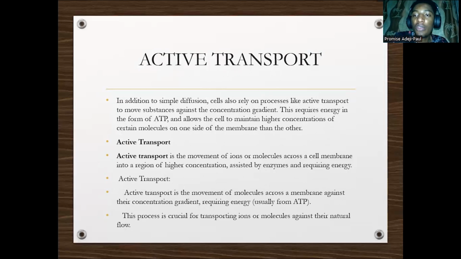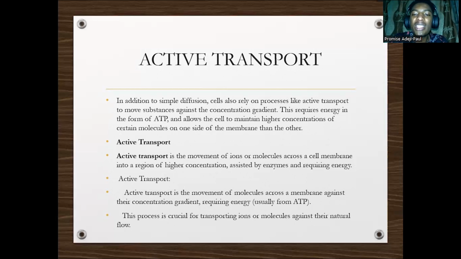But what of active transport? So in addition to simple diffusion, cells will also rely on processes like active transport to move substances against the concentration gradient. That means things now are moving from low to high. So normal diffusion, things move from high to low. That's normal, passive, no energy. But when you're now moving it against that concentration gradient, that means from low to high, we call it active transport. So this requires energy in the form of ATP. I've told you before in the previous video that the currency for energy in the cell is ATP, adenosine triphosphate.